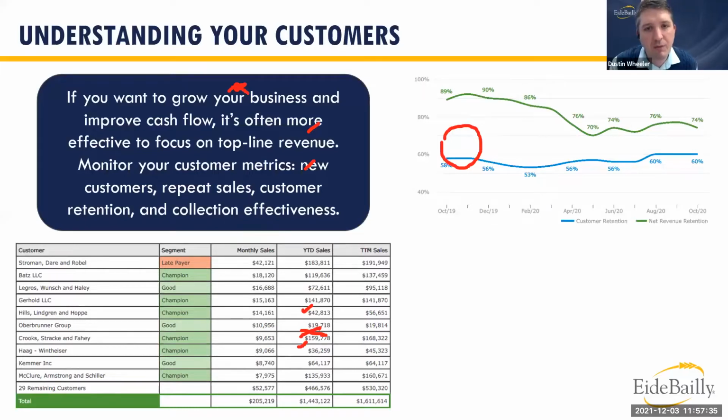So some things you might want to look at. So monitor the customer metrics, new customers, repeat sales, customer retention, and collection effectiveness. I see what happens a lot is companies just use that accounts receivable aging schedule to try to improve their cash flow. And that certainly has its place, but there are other things you need to look at.